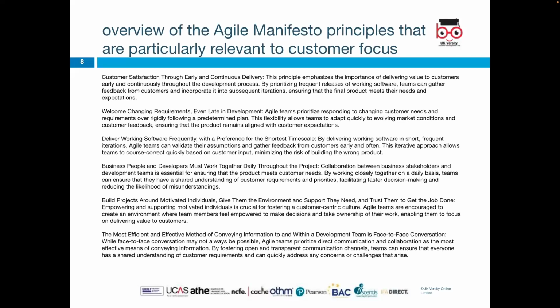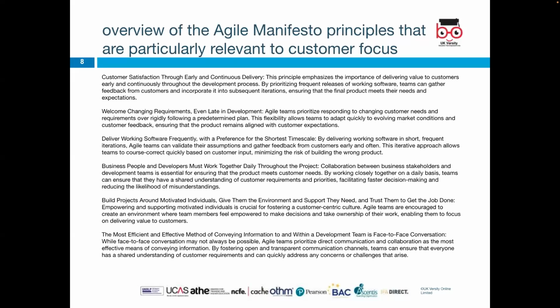Deliver working software frequently, with a preference for the shortest time scale. This means that by delivering working software in short, frequent iterations, Agile teams can validate their assumptions and gather feedback from customers early and often. This iterative approach allows teams to course correct quickly based on customer input, minimizing the risk of building the wrong product.